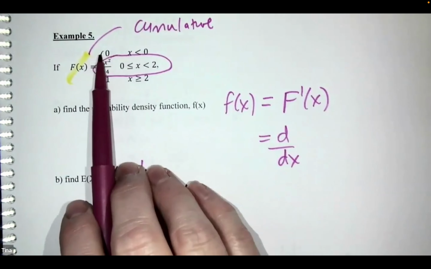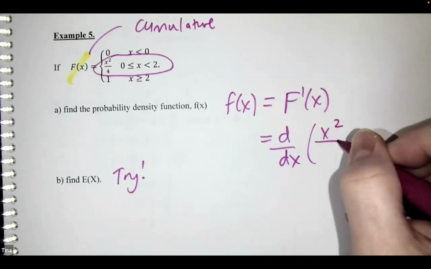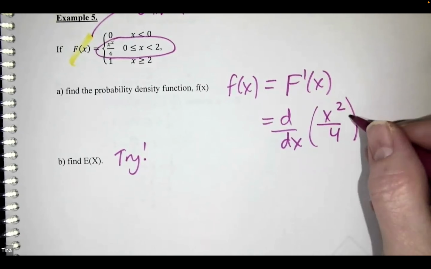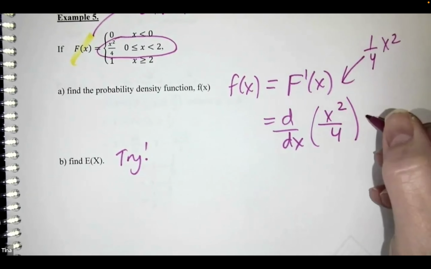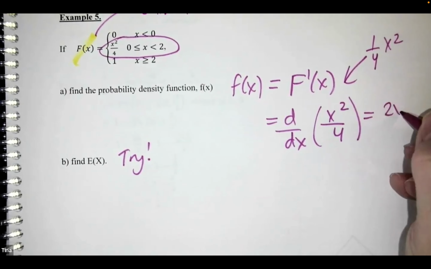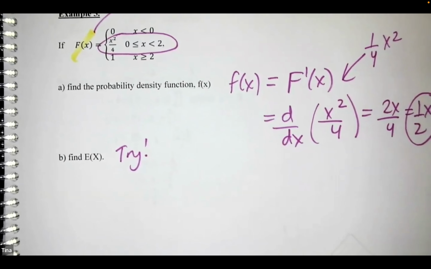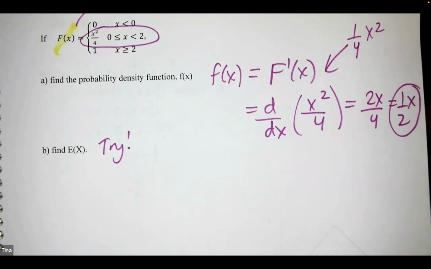Because the start of the cumulative graph is 0, and the end of the graph we know has to go up to 1. So the part with the function is just the derivative of x to the 4 over 4, or, the derivative of 1/4 x squared. So that would just be 2x over 4, or 1/2 x. Okay? And that's going to be the function that you're going to use to find your E of x. Question?